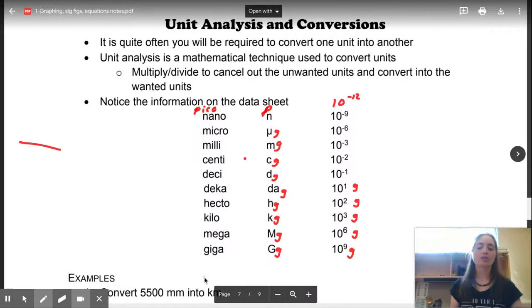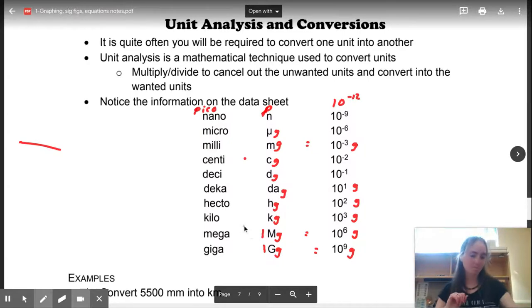So you would have 1 gigagram is equal to 10 to the power of 9 grams, okay? 1 megagram is equal to 10 to the power of 6 grams. Same when we come up here. 1 milligram is equal to 10 to the power of negative 3 grams. Okay? Okay. So, and the best way to use this is with unit analysis.